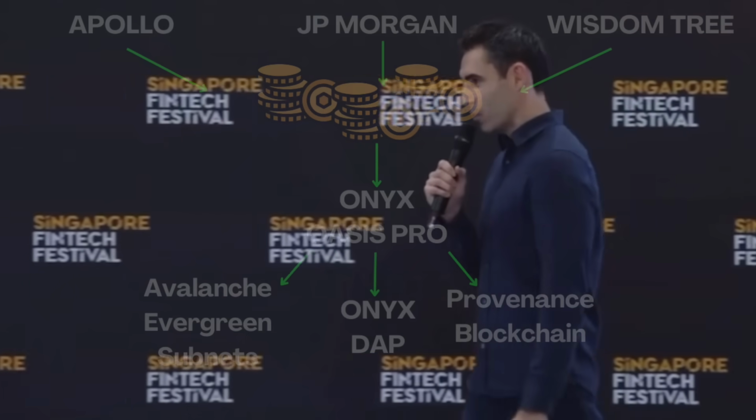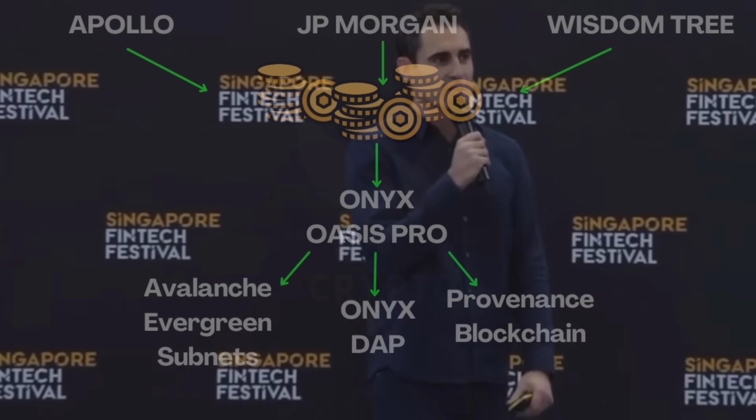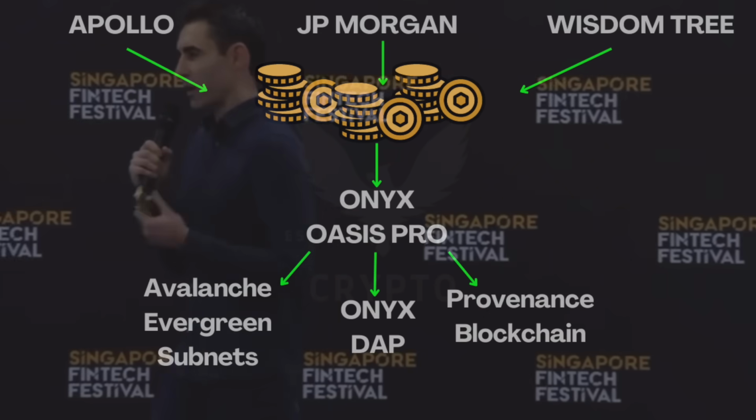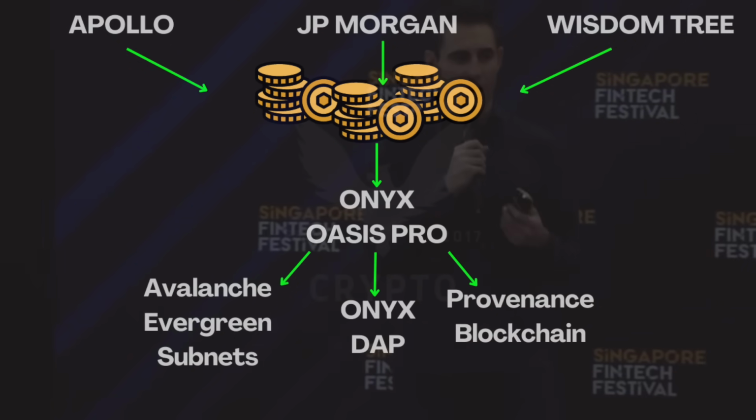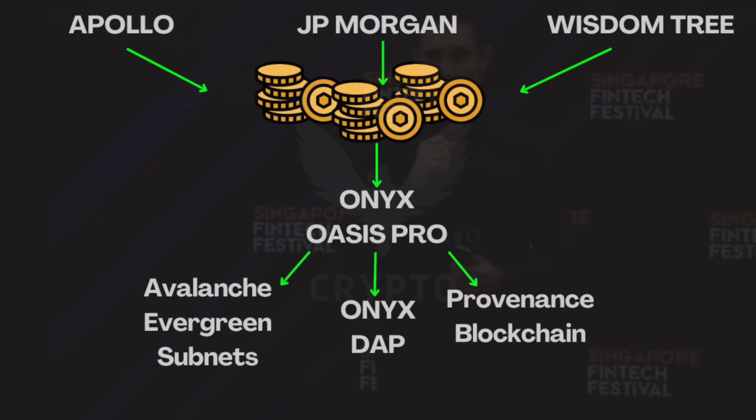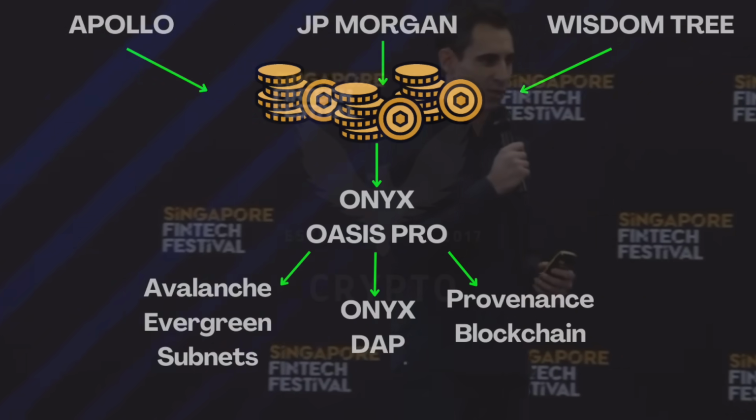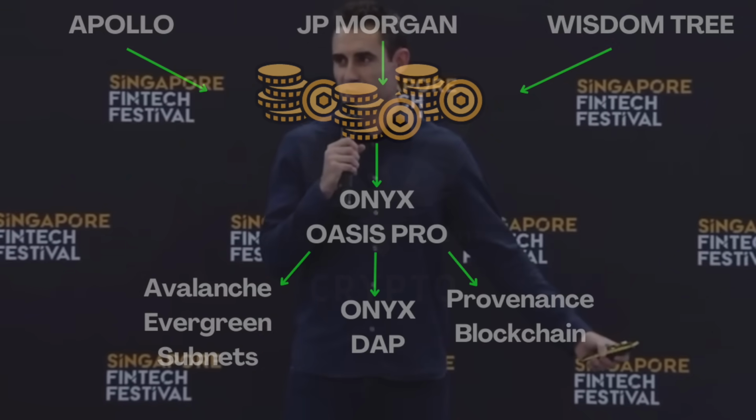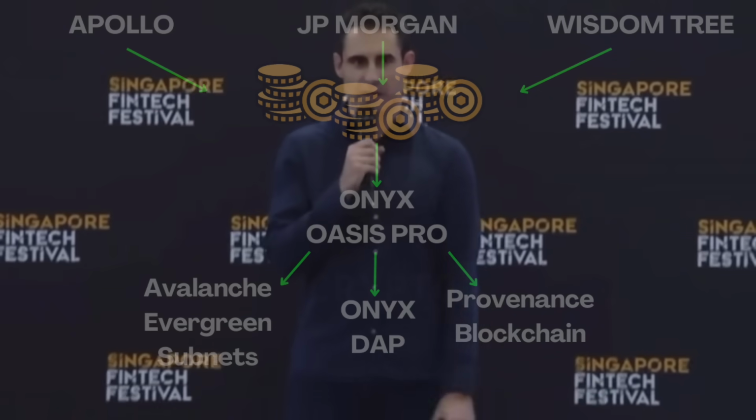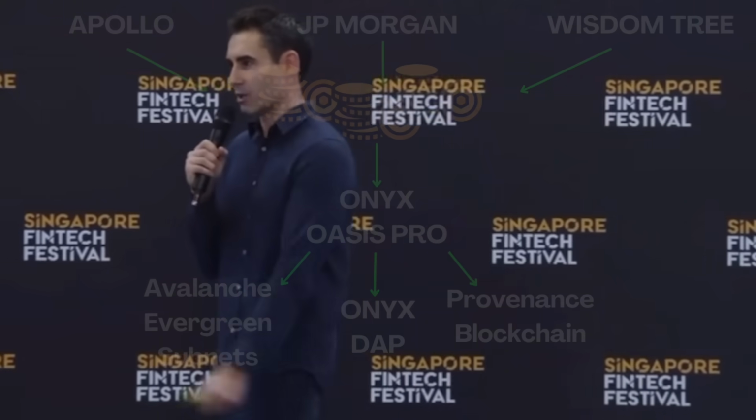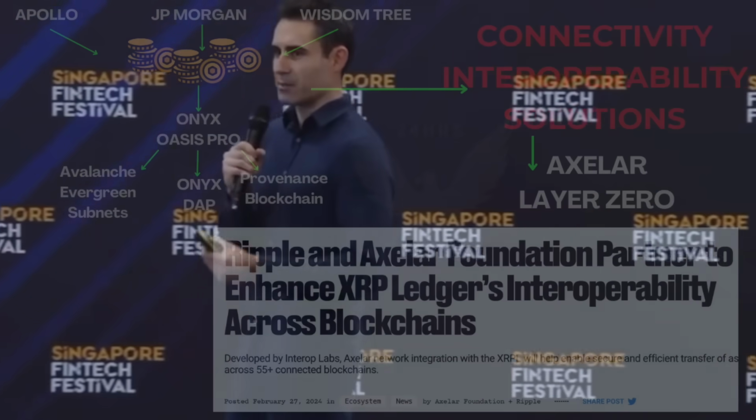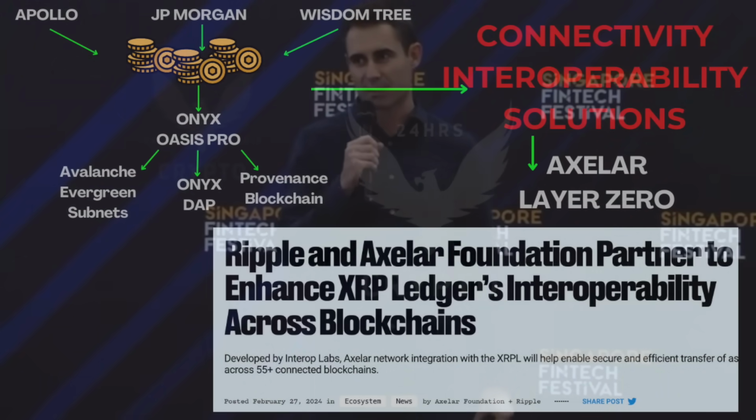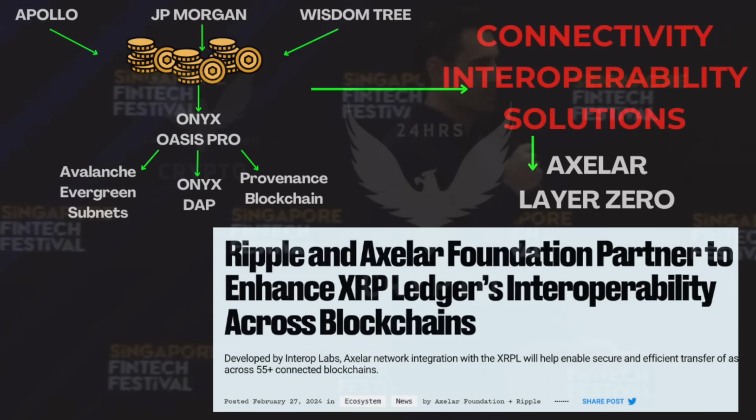Apollo, JP Morgan, and Wisdom Tree provided traditional and alternative assets to be tokenized. And in order to set up this fragmented environment, we had Onyx and Oasis Pro tokenize these assets on three different permissioned blockchain environments. We had a permissioned zone of the Provenance blockchain, the Onyx Digital Assets platform, and the permissioned Avalanche subnet. And to provide connectivity between all of these different platforms, we implemented not just one, but two interoperability solutions, Axelar and Layer Zero.